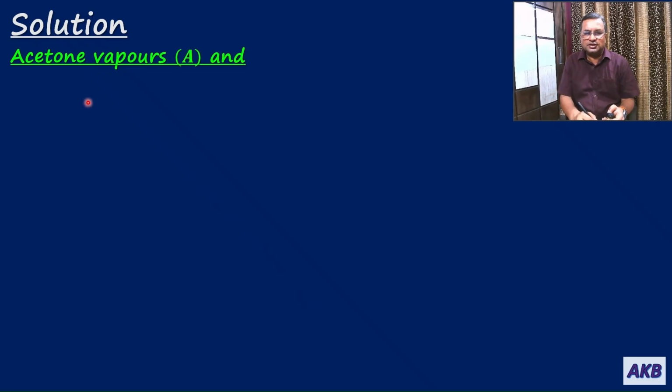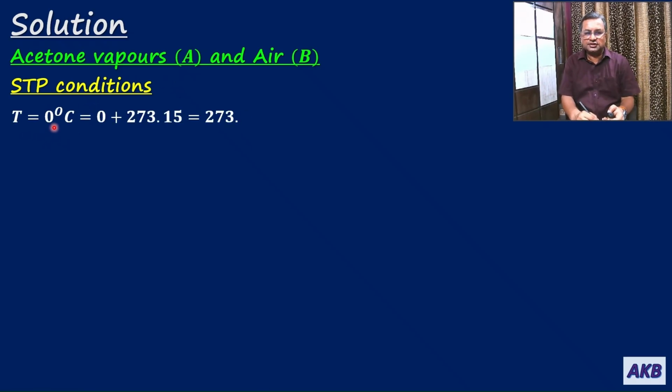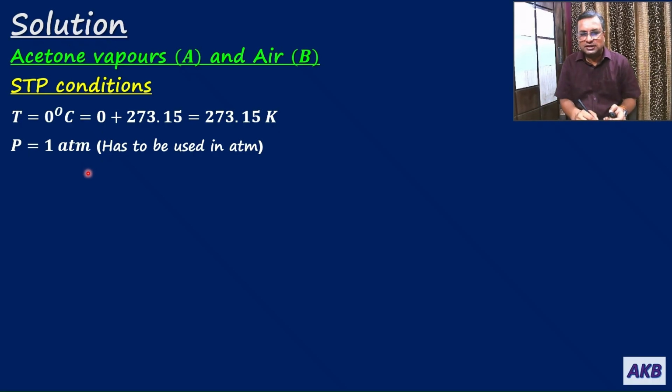First of all, we will find the diffusion coefficient for the mixture of acetone vapors and air. So I am going to denote acetone vapors by A and air by B. So we are supposed to find the diffusion coefficient for this mixture at STP conditions. That is, temperature in this case is 0 degrees Celsius, which is 0 plus 273.15, that is 273.15 Kelvin. Then pressure is 1 atmosphere, and we have to use it in atmosphere in the equation that is proposed by Fuller and his co-workers. So we will keep it in atmosphere.